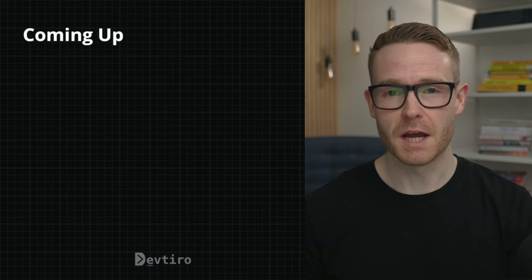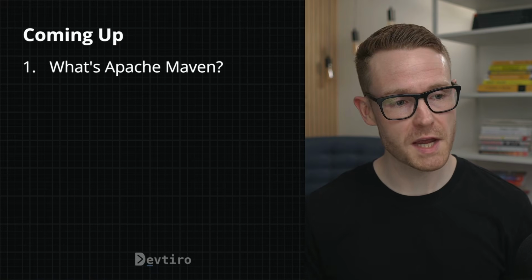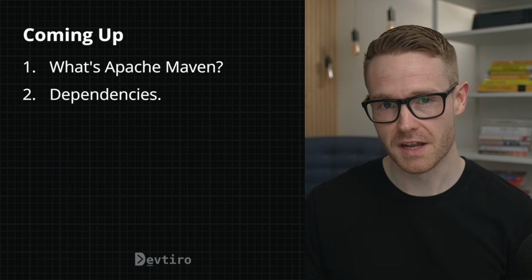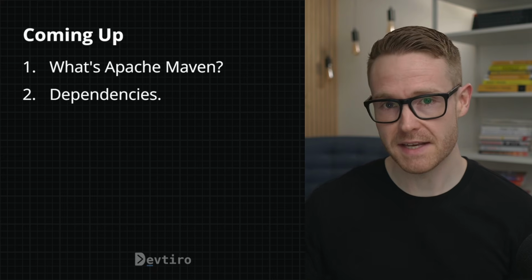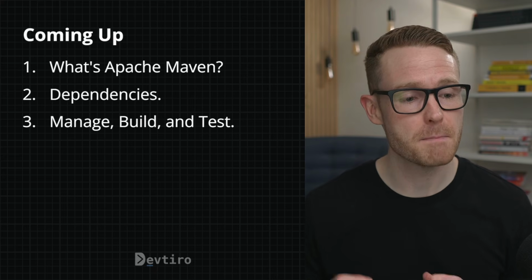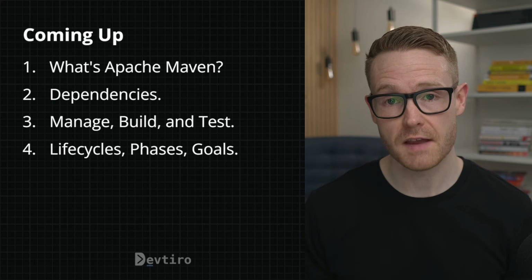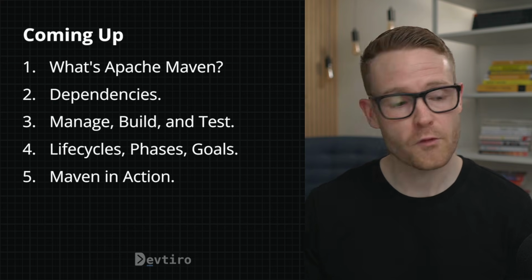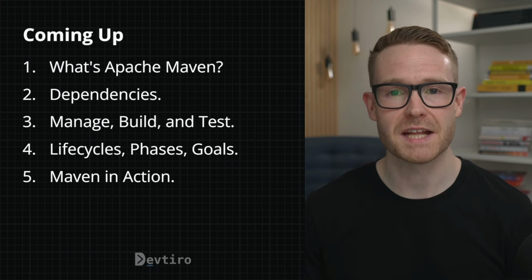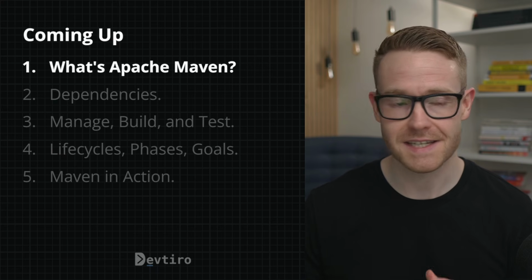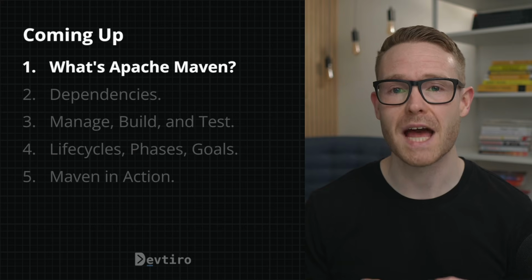So here's what we have coming up in this lesson. We're first going to ask the question, what is Apache Maven? We'll then see how Maven manages dependencies. We'll also see how Maven manages, builds and tests our projects. We'll then explore the concepts of lifecycle, phases and goals before wrapping up with a demo. We'll get to see Apache Maven in action. So let's get started and ask the question, what is Apache Maven?